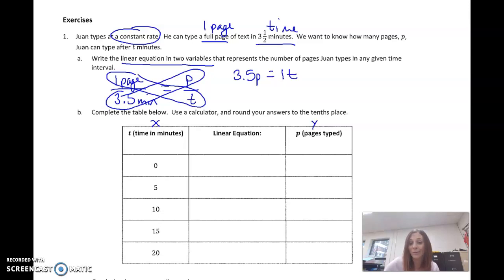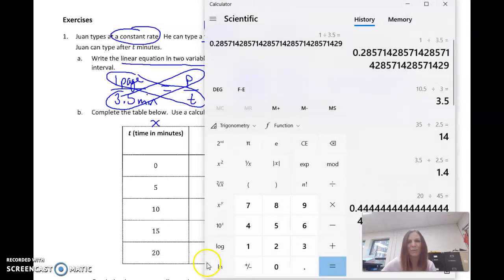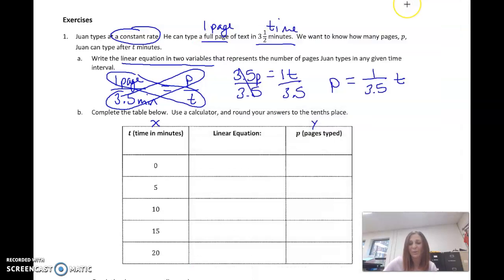Now I'm solving for p. P is my dependent variable, my y, and so I'm going to divide both sides by 3.5. Now we could have done this with x and y and then just changed out our variables after, but I decided to skip that step. So the number of pages equals 1 over 3.5 times t. I think if I go 1 divided by 3.5, it gets out to be a non-terminating, non-repeating decimal, so I'm going to just leave it like this. Then I just type these numbers in and get out the number of pages.